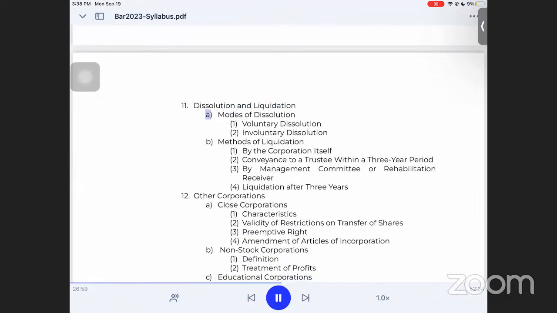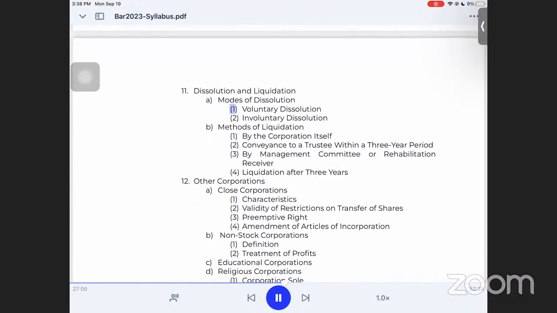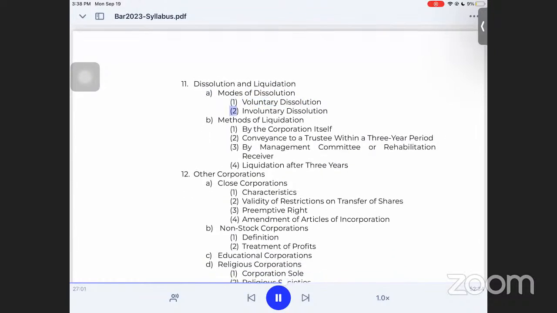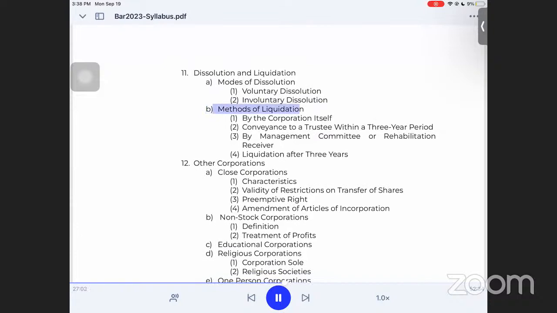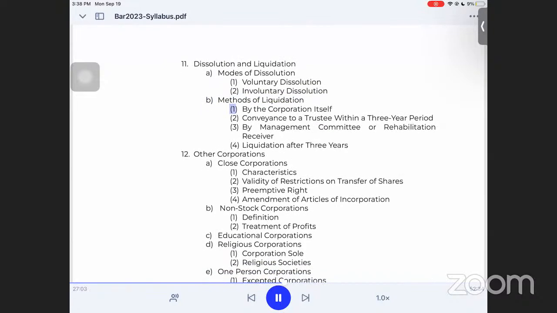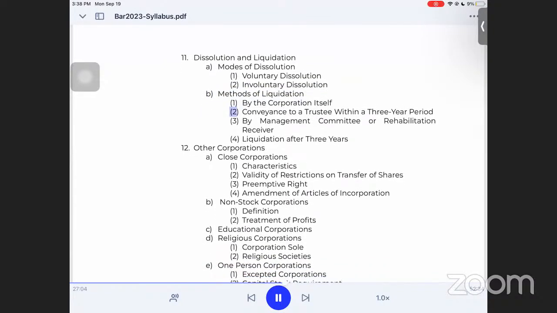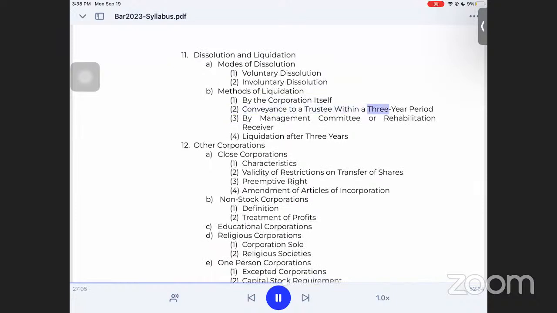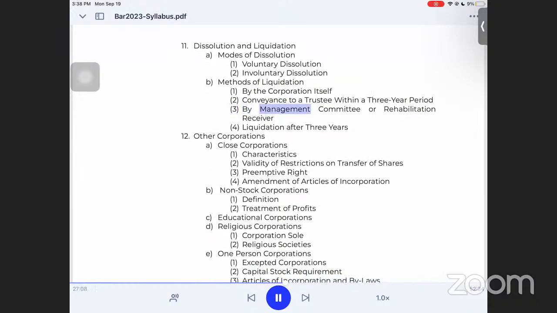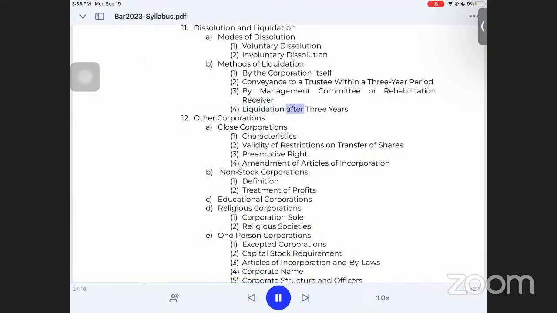11. Dissolution and liquidation. A. Modes of dissolution. 1. Voluntary dissolution. 2. Involuntary dissolution. B. Methods of liquidation. 1. By the corporation itself. 2. Conveyance to a trustee within a 3-year period. 3. By management committee or rehabilitation receiver. 4. Liquidation after 3 years.